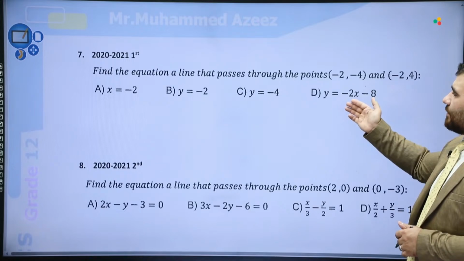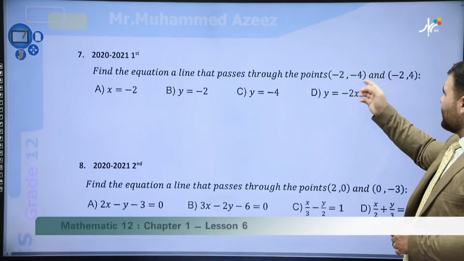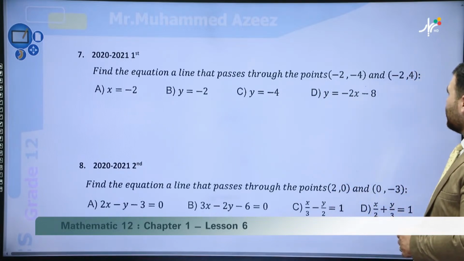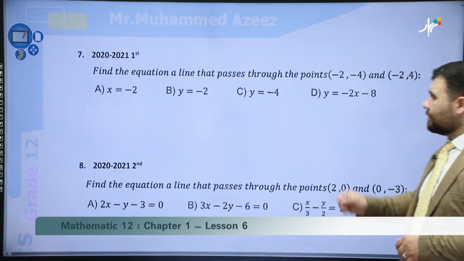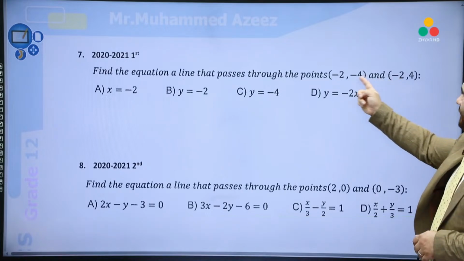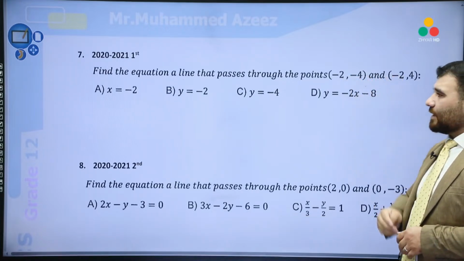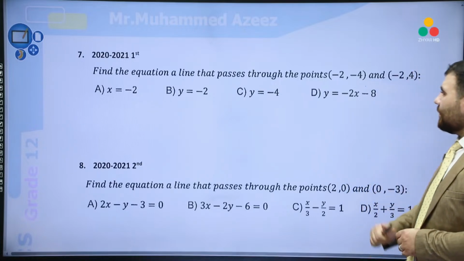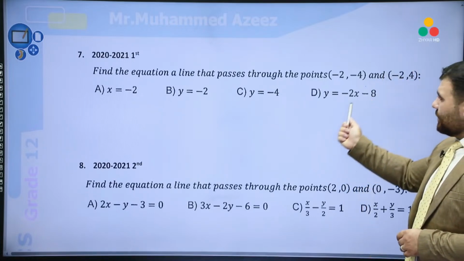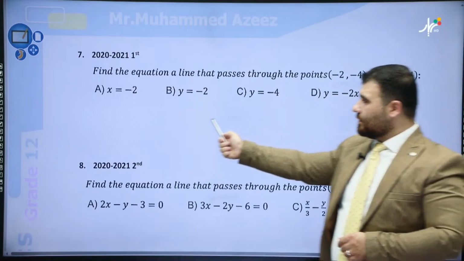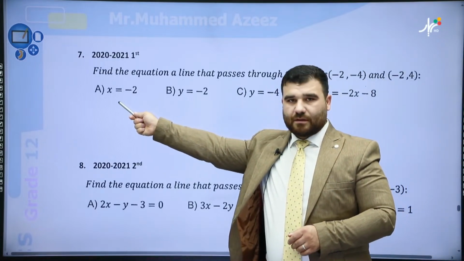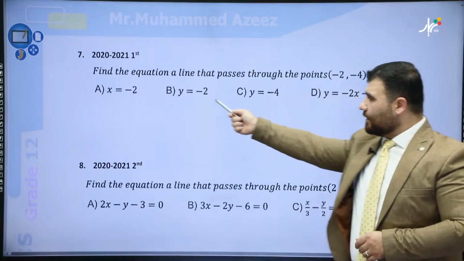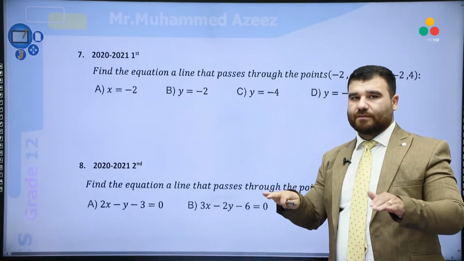Find the equation of the line that passes through these 2 points. We can just plug the points into the equations and see if one of them is satisfied. When we look at this, the x values did not change. When the x values don't change, the line is vertical. Which equation belongs to a vertical line? This, x equals -2. Y equals a constant is a horizontal graph.